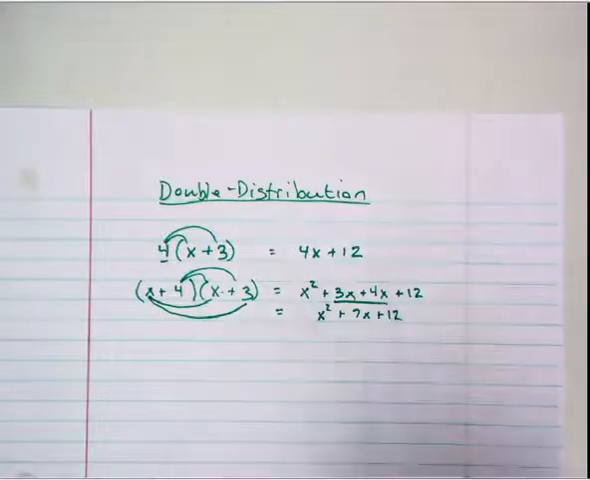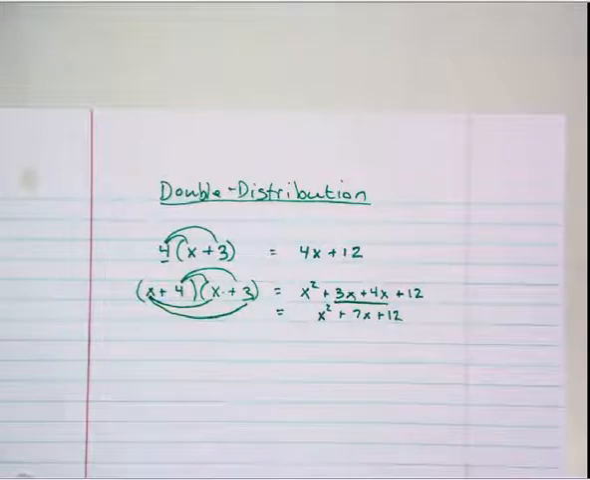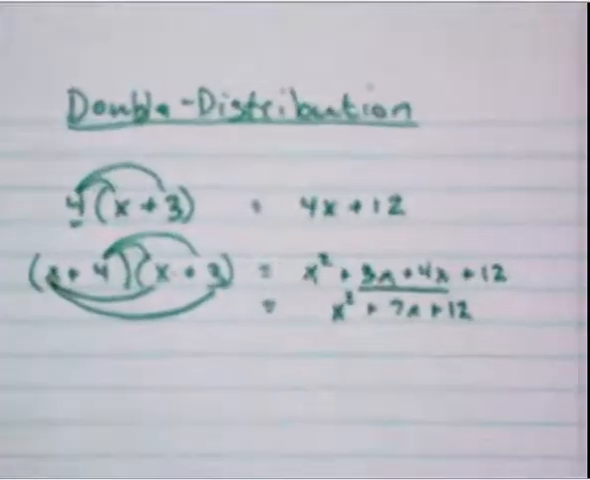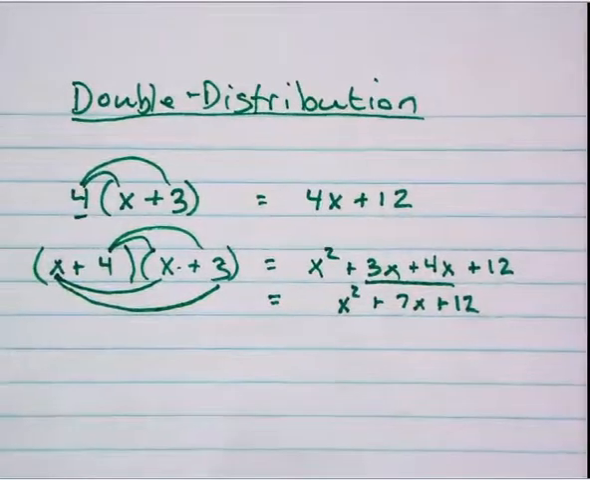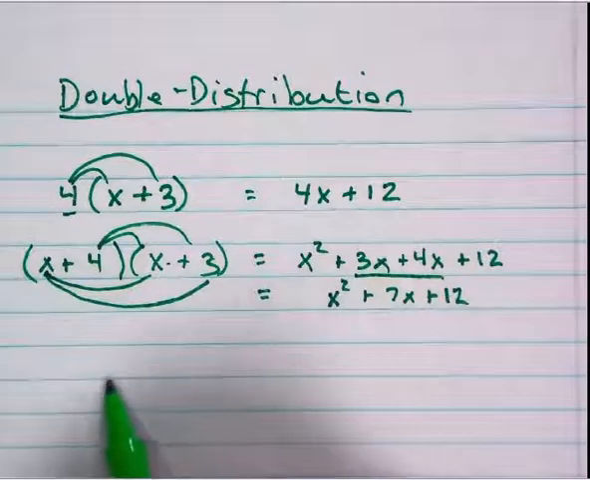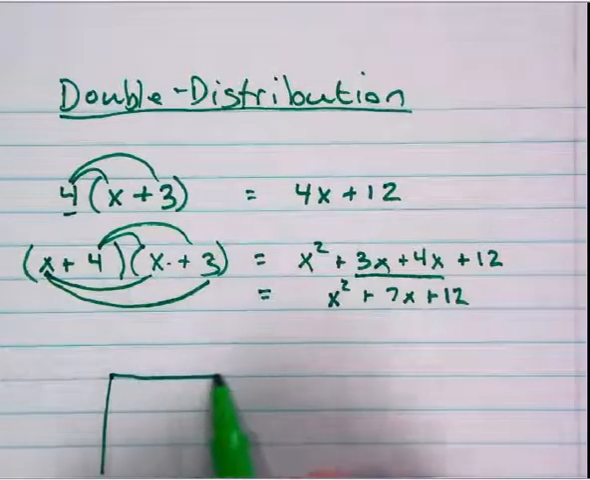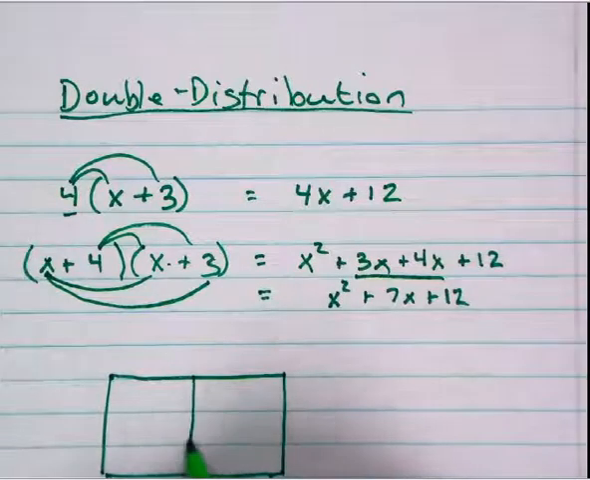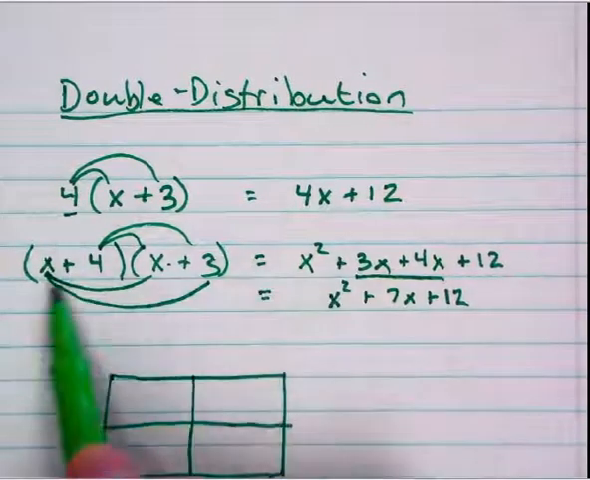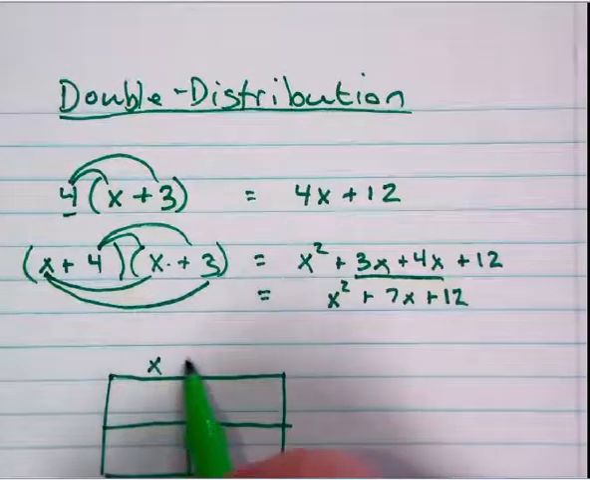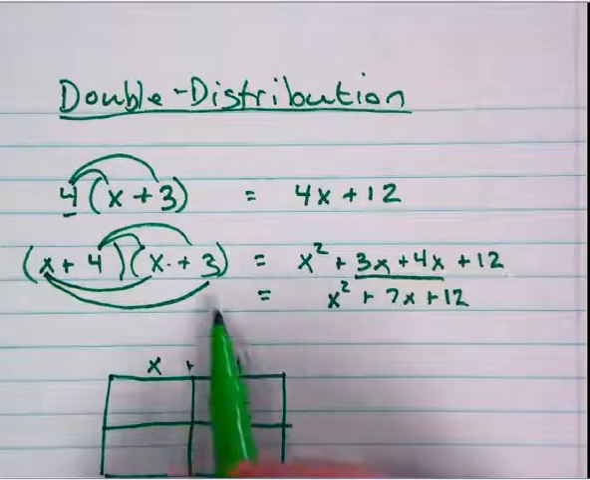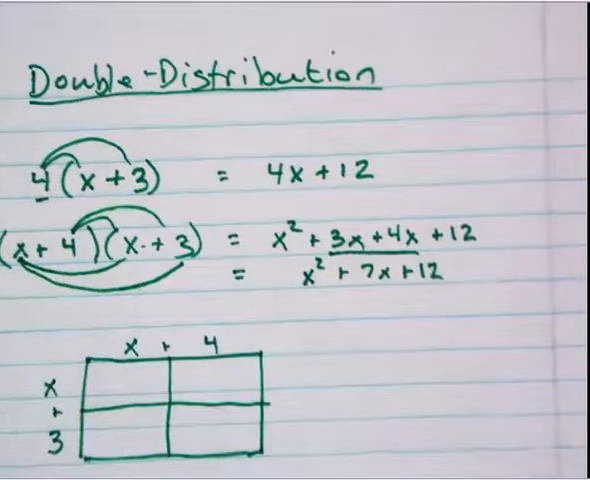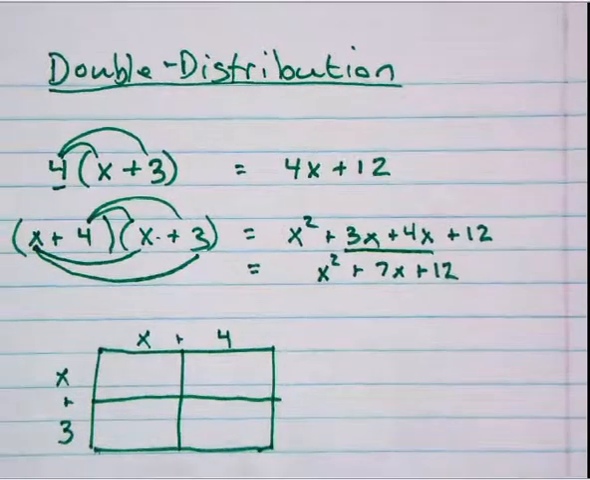Okay? Another way to think about that, if it helps you, if you think back to the way you learned multiplication in elementary school, you can do something called the area model. And I can do that here too. If I was to create a rectangle, and I'm going to split this rectangle because my first binomial was x plus 4, and my second binomial was x plus 3.